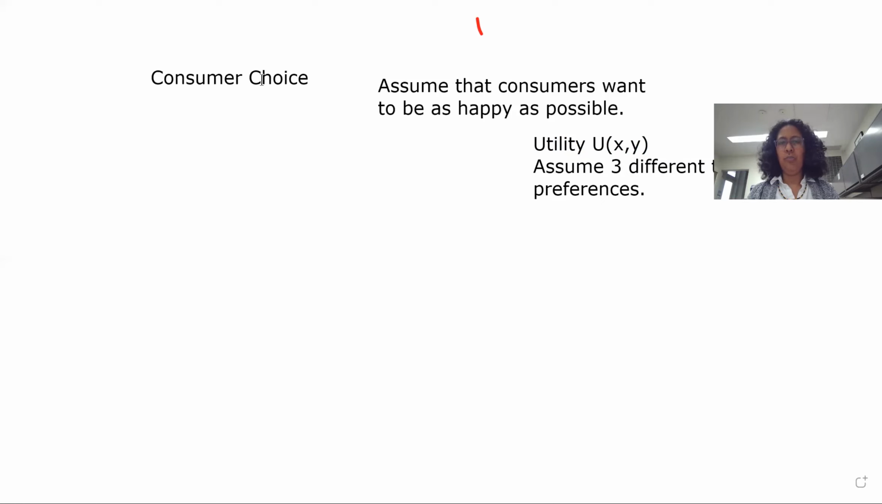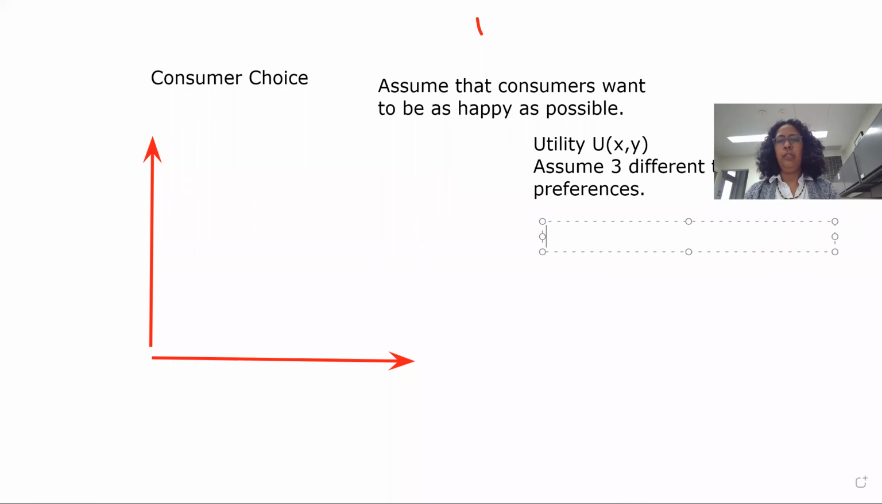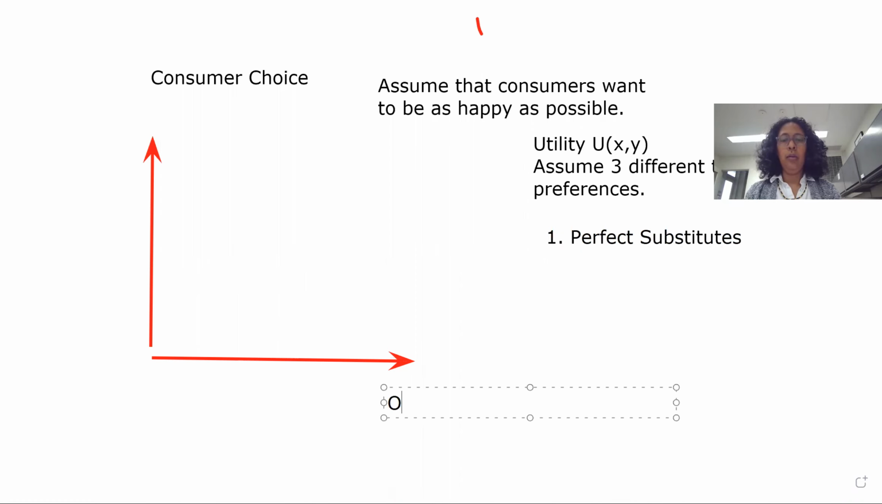And again, this is a model, and this is our world where I'm going to assume the two goods that I have. Our first set of preferences would be perfect substitutes. So what are perfect substitutes? They are two goods that I will be willing to trade off one for the other. And I'm going to give an example of black ink pens and blue ink pens.